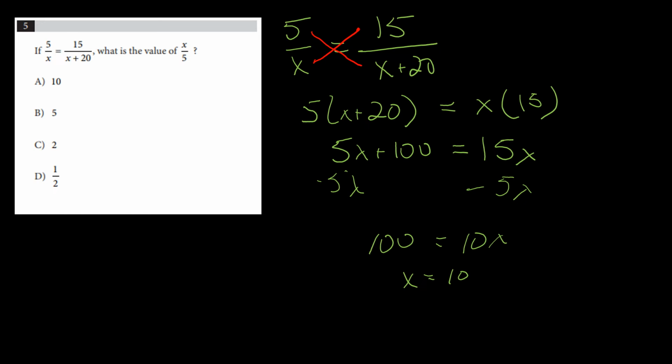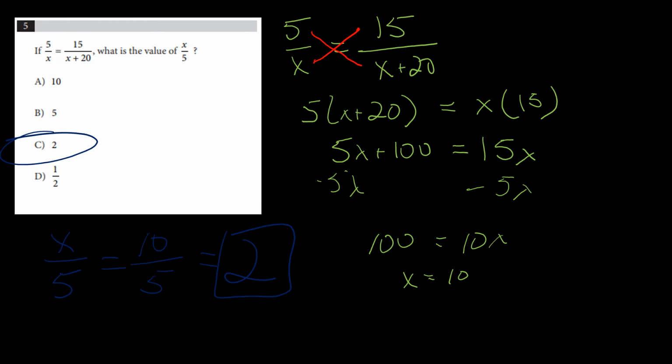But we don't want to get a little too giddy here and just go over here and hit answer choice A, because remember we're looking for the value of x over 5. Plugging 10 in for x, we get 2. So remember, don't get too excited and hit answer choice A, because they're going to trick you. That's how they get you.